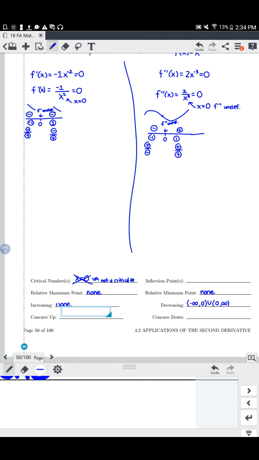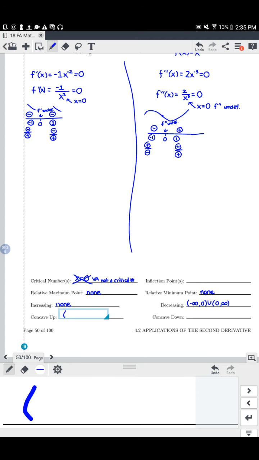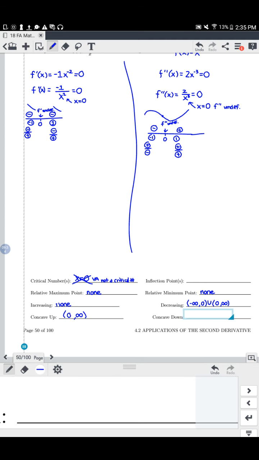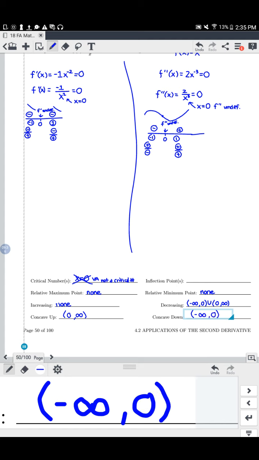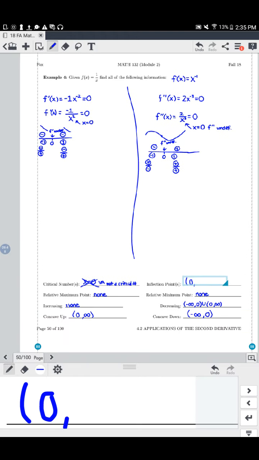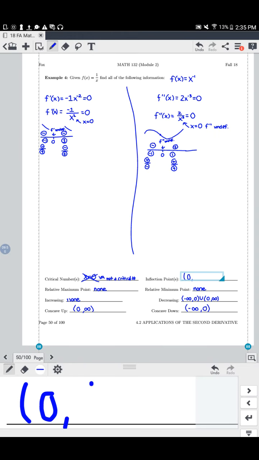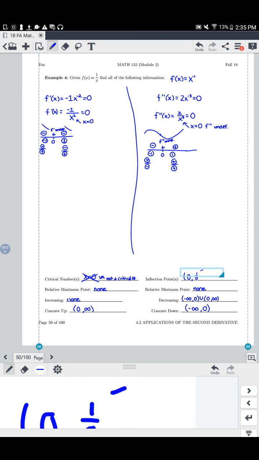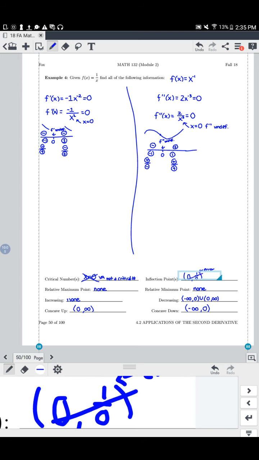For right now, before I find the y value of the point, I'm just going to write that I'm concave up from 0 to infinity. So I have a positive second derivative, and from negative infinity to 0, I had a negative second derivative, so I was concave down. Now looking at my point of inflection at 0, comma, this is when I plug back into the original function. And when I plug into the original function, I get 1 divided by 0. If you plug that in on your calculator, that is an error. Remember, 0 is not in the domain. It makes us divide by 0.